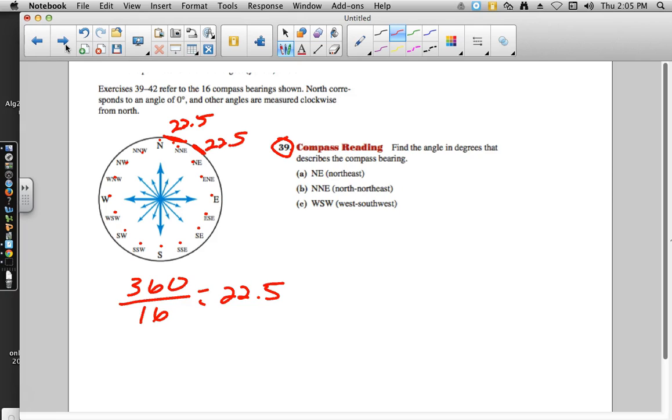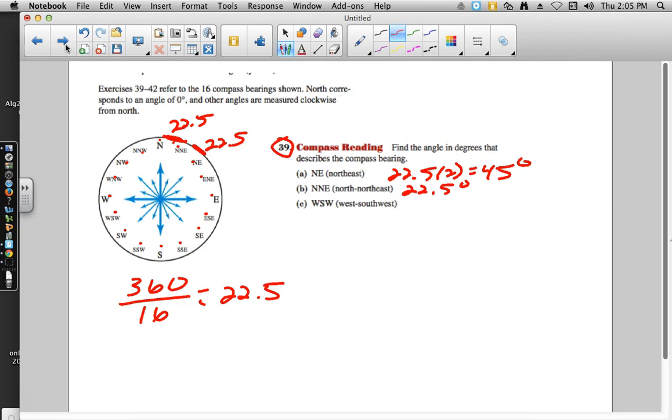And that certainly helps us figure out what they want in A, B, and C. Because it says find the angle in degrees that describes the compass bearing. Well, northeast is 2 of these, so that'll be 22.5 times 2, which is 45 degrees. North, northeast, well, that's just one of them, so that's 22.5 degrees. And remember, we're talking about the bearing from due north, so there's that north, northeast piece that we needed there.